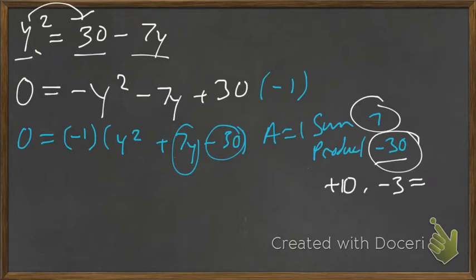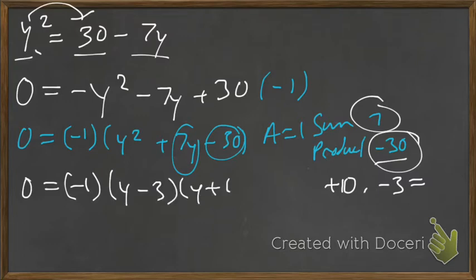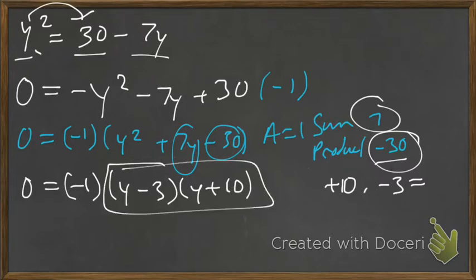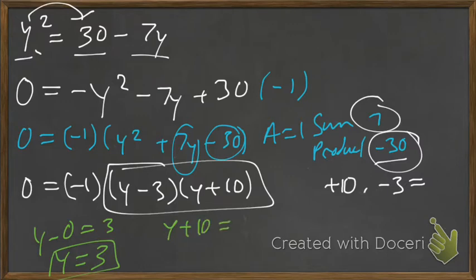Now, we're going to write them out in our factored form. So, what do we have left here? 0 equaling negative 1 multiplied by y subtract 3 and y plus 10. Again, we can work with this. We make each one of these equal 0. Y subtract 3 equals 0, so y would equal 3.